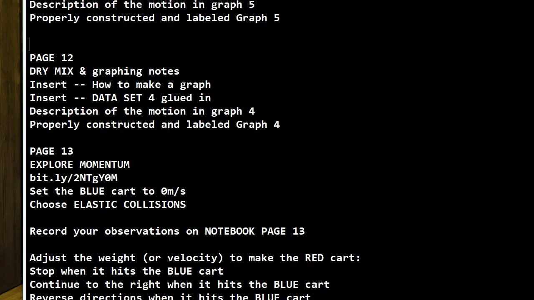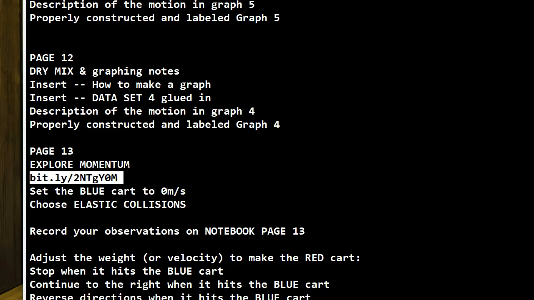On page 13, there was a bit.ly that we went to explore momentum. It's some little carts that you bump together, and I asked you to set one cart to 0 and explore different kinds of collisions. What if the red cart was heavier, exactly the same, or lighter than the blue cart, and what kind of collisions would happen there? So have some sort of example or content there, just a few notes about what you observed. This is the bit.ly right here if you want to go fill that in.